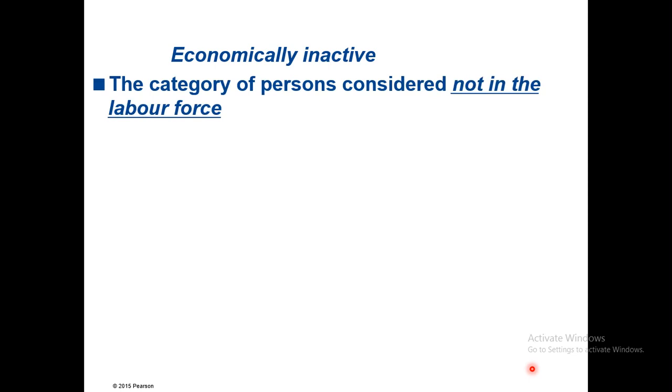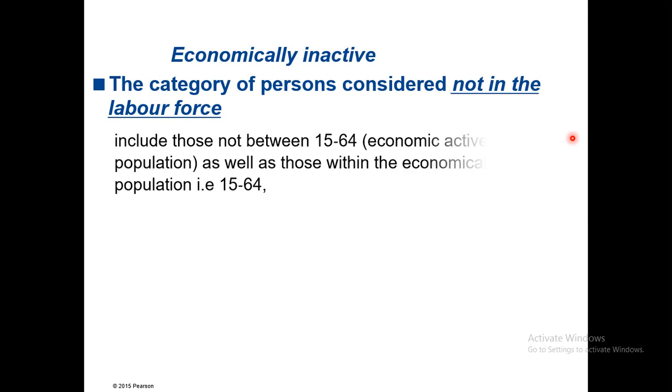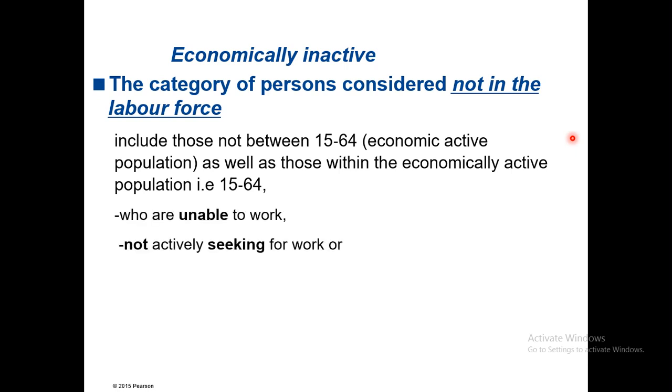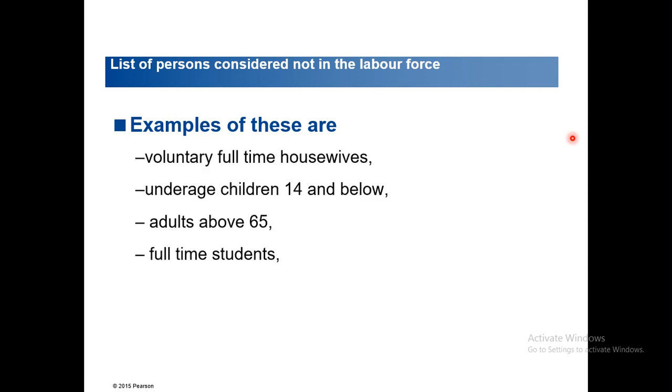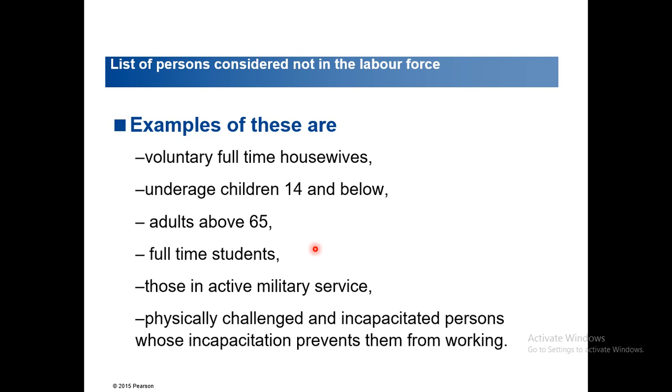So let's define who an economically inactive person is. These are people generally not in the labor force, and they include those not between 15 to 64, people who are unable to work, not actively seeking work, or choose not to work. The list of persons considered not in the labor force includes voluntarily full-time housewives, underage children, adults above 65, full-time students, those in active military service, and physically challenged people.